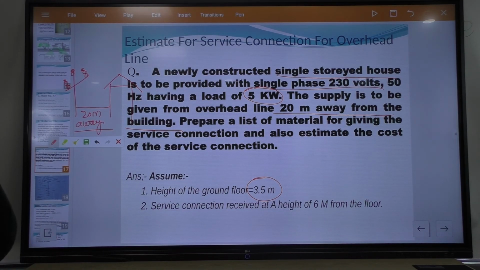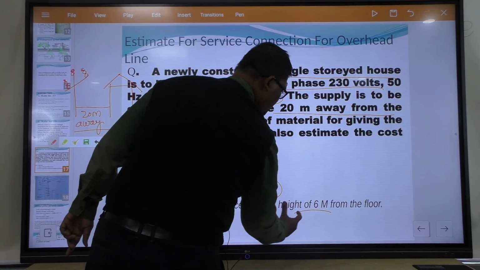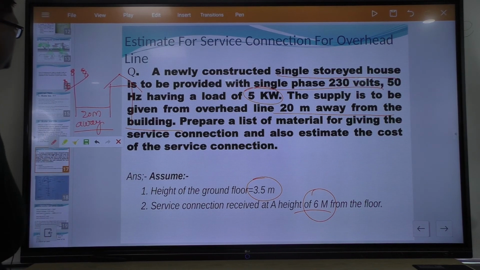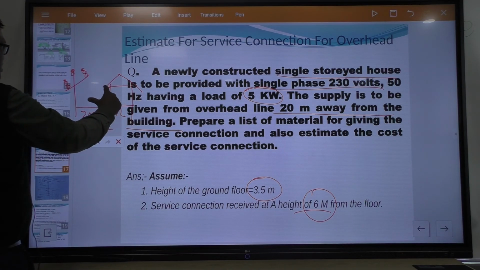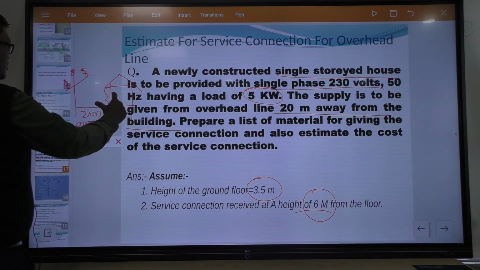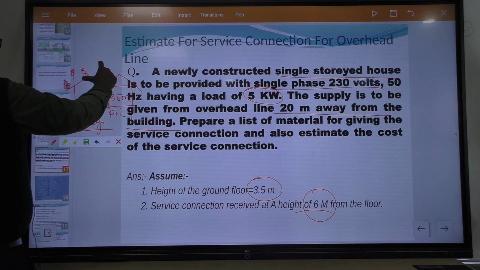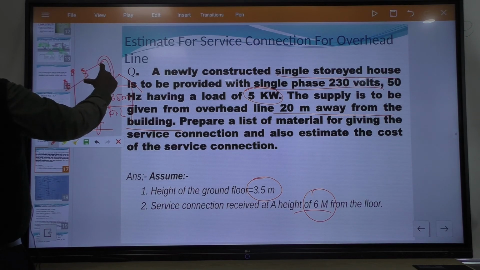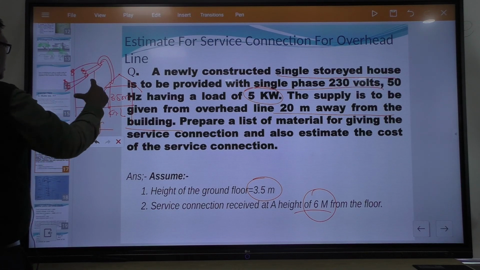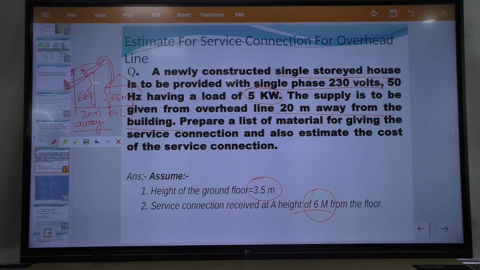The service connection is received at a height of 6 meter. That means from ground level the ceiling is 3.5 meter, however the service connection is received here, at a height of 6 meter.